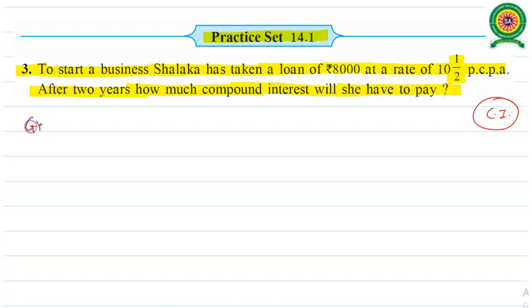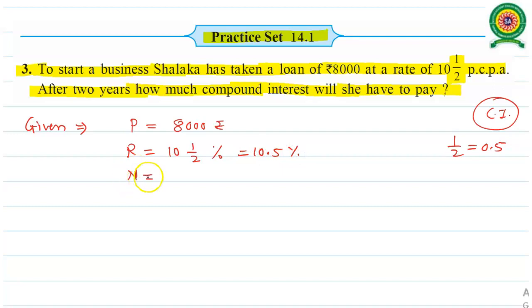So I am writing the given data first. Whatever money was borrowed by Shalaka to start the business is the principal amount. So the principal is 8,000 rupees. Rate of interest is given as 10 1/2%. Half in decimal is 0.5, so 10 plus 0.5 gives 10.5 percent. Duration is given as 2 years.